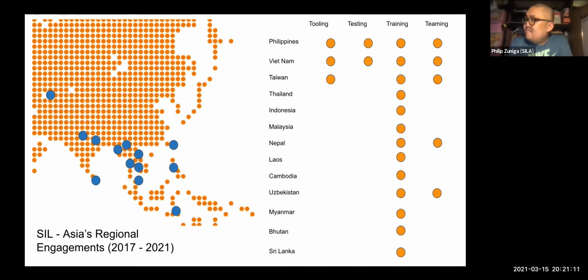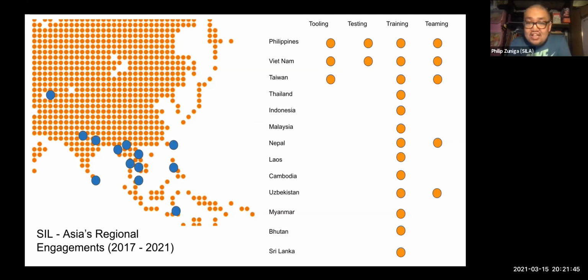Moving forward, we are now in 2021, and I think SIL-Asia has supported around 12 to 13 countries across the region. We have supported, of course, the Philippines, Vietnam, and Taiwan. We have conducted capacity building activities with Thailand, Indonesia, and Malaysia. We have worked closely with Nepal with the support of GIZ. We are supporting Laos right now in conducting a convergence workshop. We have supported Cambodia via capacity building.